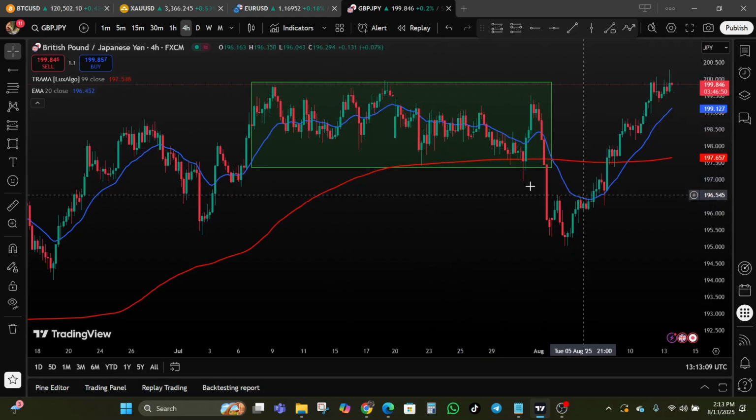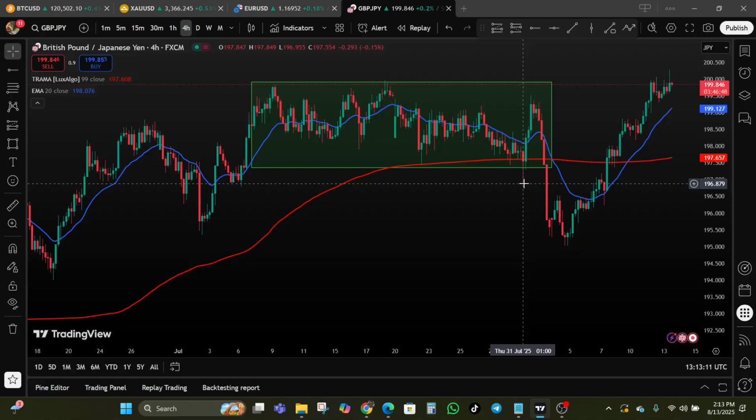So basically, the Lux Algo Trend Regularity Adaptive Moving Average, TRAMA for short, is more than just a moving average. It's a market adaptive trend tool that can help you stay aligned with market direction and filter out false moves.